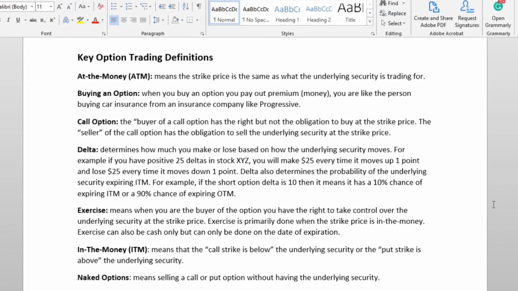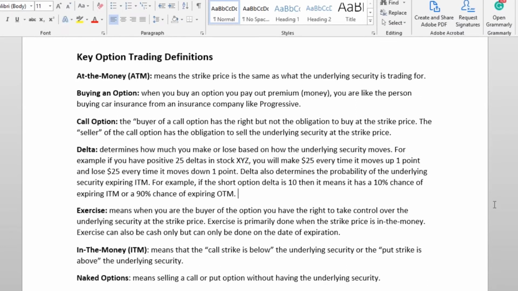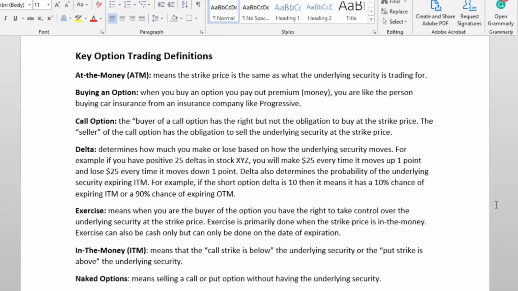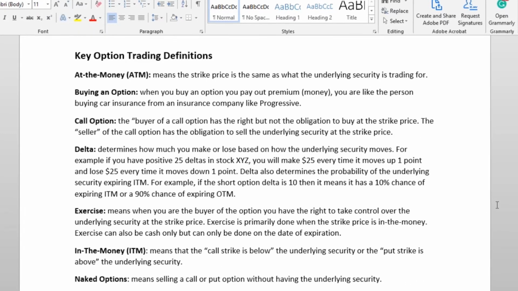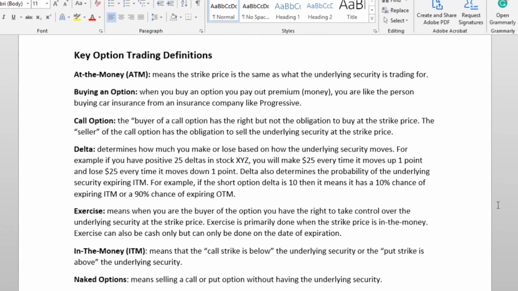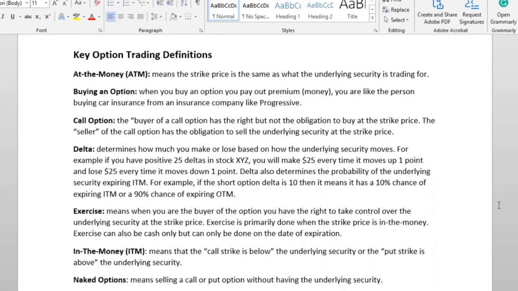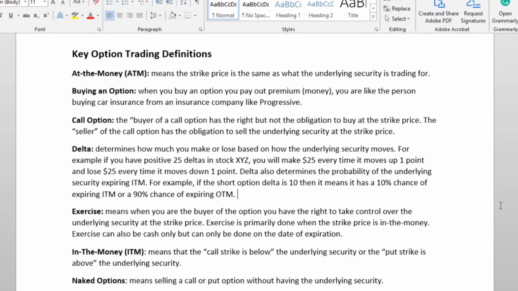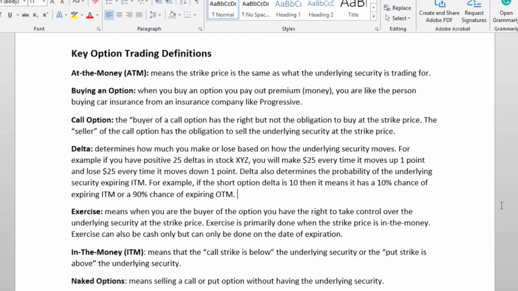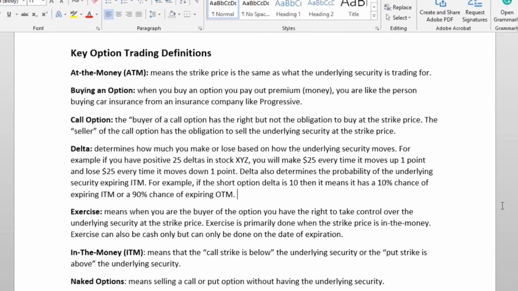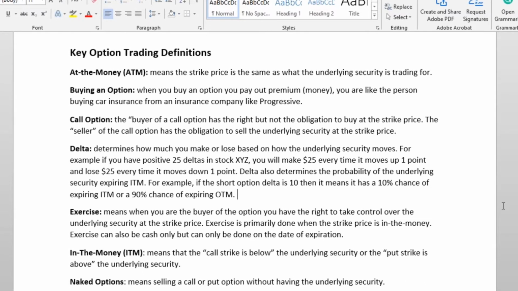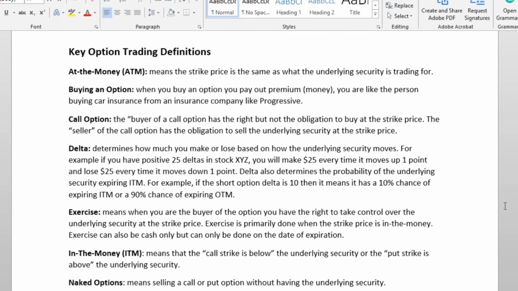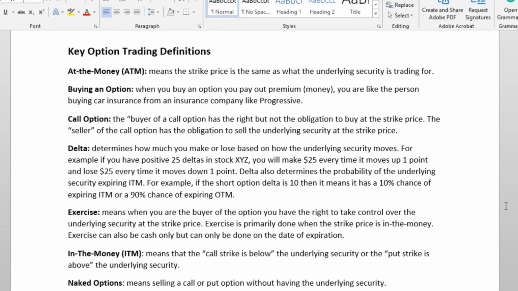All right, let's continue. Delta, once again, determines how much you make or lose based on how the underlying security moves. For example, if you have positive 25 deltas in stock XYZ, you will make 25 every time it moves up 1 point and lose 25 every time it moves down 1 point. Delta also determines the probability of the option expiring in the money. For example, if the short option delta is 10, it has a 10% chance of expiring in the money, or a 90% chance of expiring out of the money. When you are the buyer, it's the inverse.